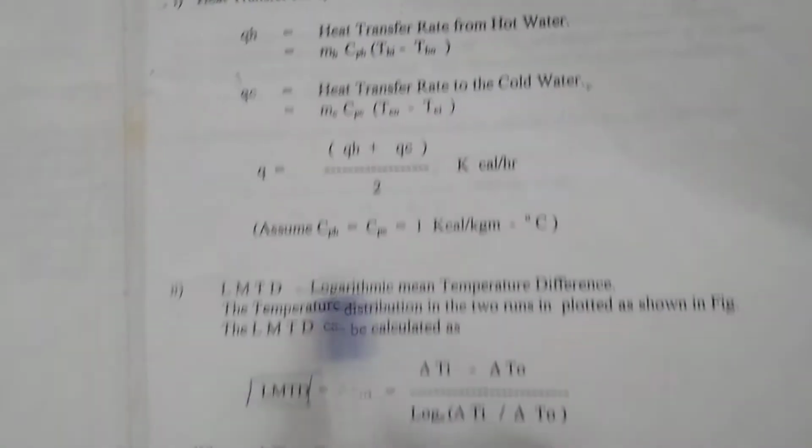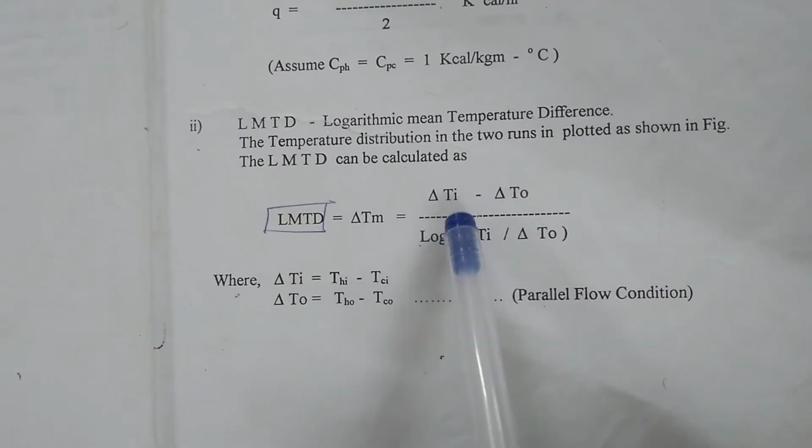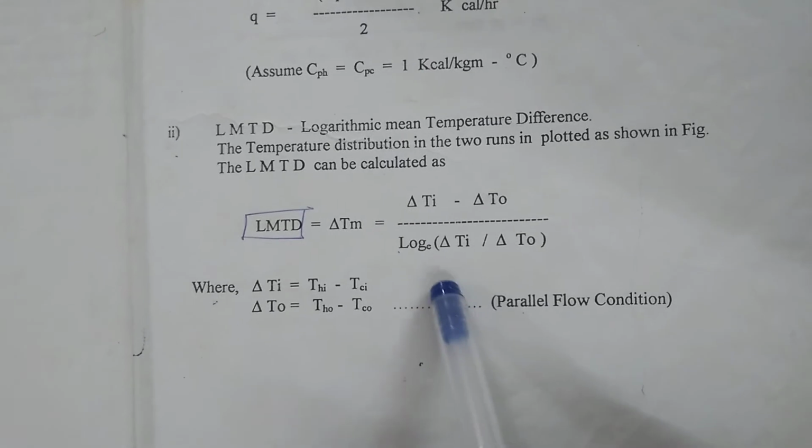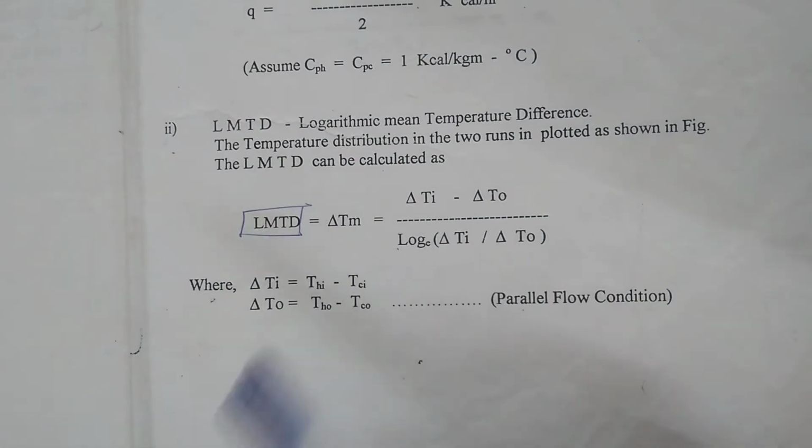We also find the LMTD. So LMTD is equal to delta Tm, which is the mean temperature: (delta Ti minus delta To) upon log e base (delta Ti by delta To). So with the help of these readings we can find the LMTD as well as the heat transfer rate.